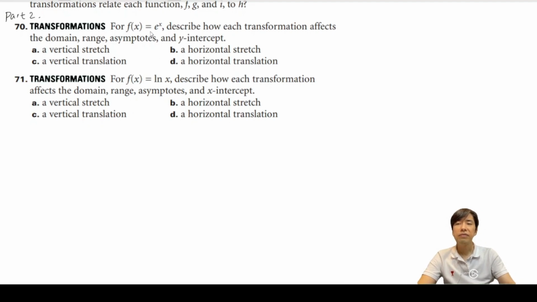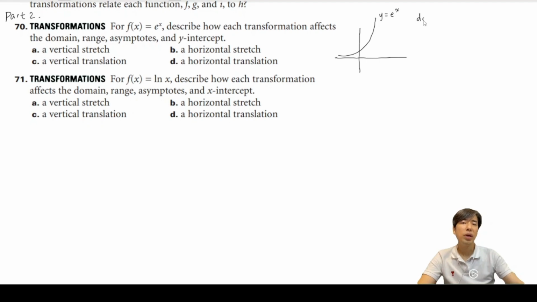For f of x, which is e to the x, describe how each transformation affects the domain, range, asymptotes, and y-intercept. So y equals e to the x is basically this one. Y is e to the x.